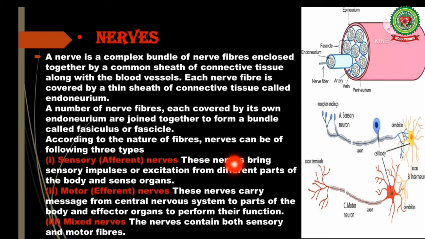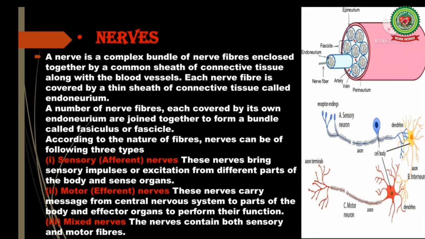Sensory nerves or afferent nerves bring sensory impulses or excitation from different parts of the body and sense organs, whereas motor or efferent nerves are the nerves that carry messages from the central nervous system to parts of the body and effector organs to perform their function. Mixed nerves are the nerves that contain both sensory as well as motor nerve fibers.